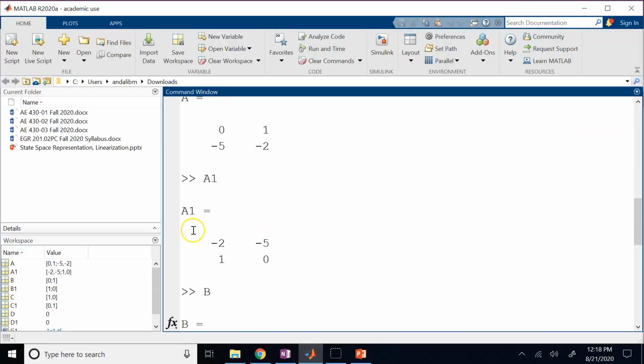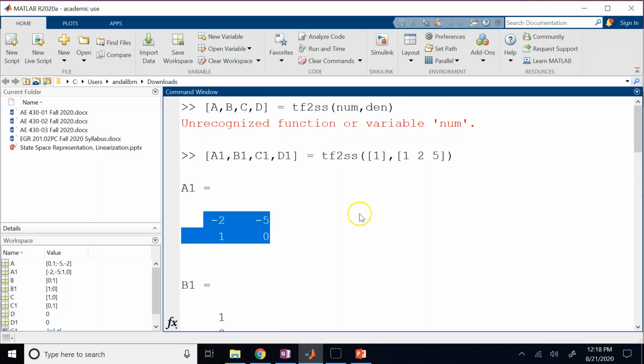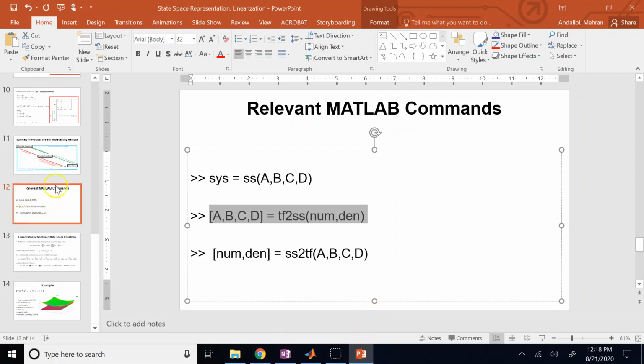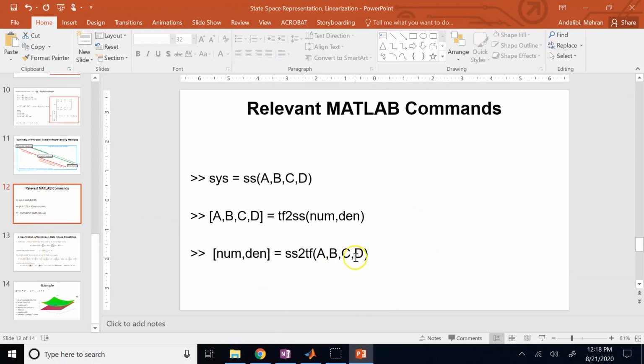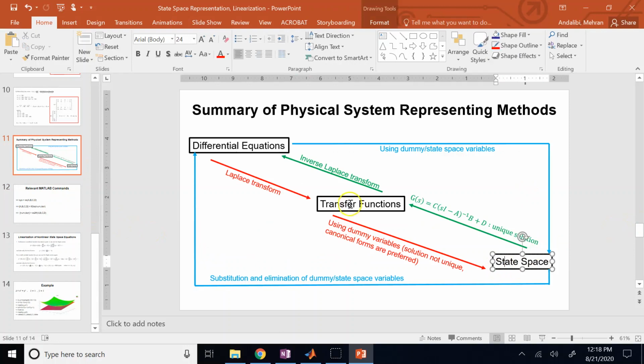So don't be surprised if MATLAB gives you something that is not identical to what you found on the paper, okay? There are infinitely many solutions when you go in this direction. Now, if I have my ABCD, can I get my numerator and denominator back? So I want to go backwards. I want to go from state space to transfer.